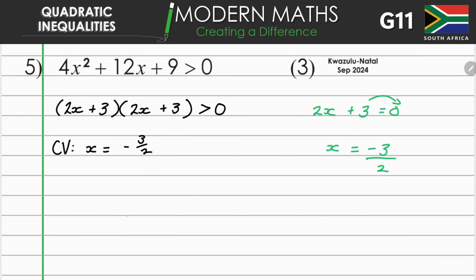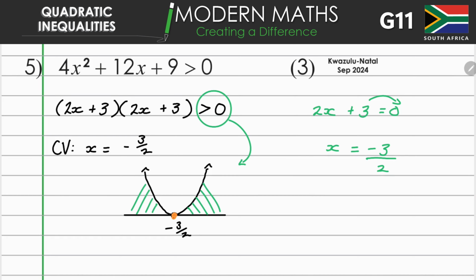So my only critical value is minus 3 over 2, which means the parabola's bum or turning point will sit exactly on the number line. And I want to know where this thing is greater than 0. That happens everywhere except for the turning point. It does not happen at the turning point because it's equal to 0 over there. So I say x is an element of real numbers. However, x cannot equal negative 3 over 2.